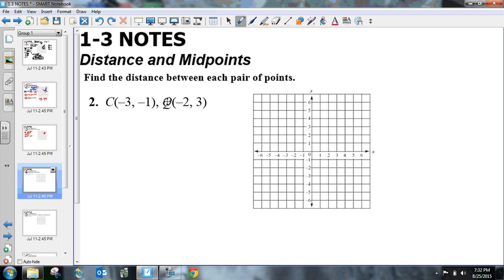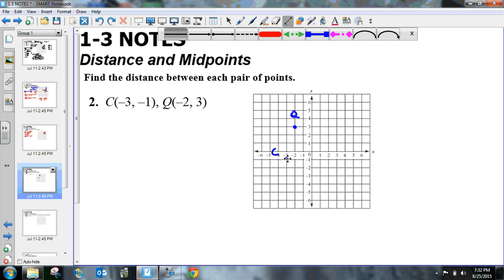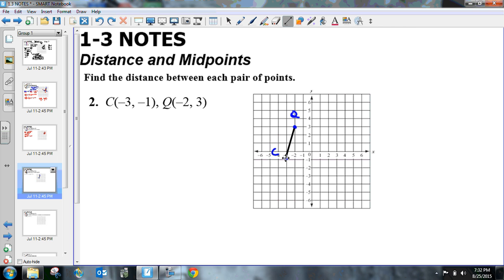All right, let's try number 2. I'm going to plot the point (-3, -1). So I'm going to count over to -3, go down 1, and that's point C. And then (-2, 3) is right here. I'm going to call that point Q. Then I'm going to connect those with a line, and I'm going to draw lines to make a right triangle going down and across from each endpoint.